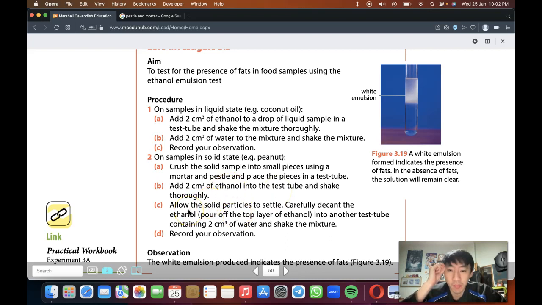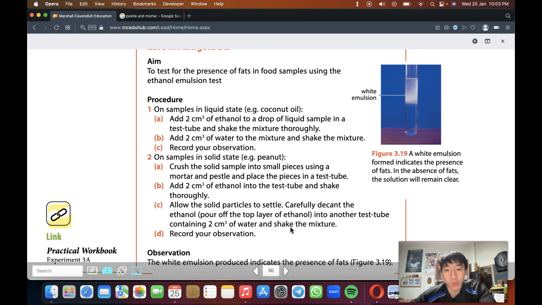We will then allow the solid particles to settle. That means the peanut particles, because they are heavy, will sink down to the bottom. Then we will carefully decant the ethanol, which means you pour off the top layer of the ethanol into another test tube containing 2 cm cube of water and shake the mixture. Imagine that all of the peanut stuff is at the bottom. You are just pouring the liquid on top into another test tube. You don't want the peanut parts to move, you want the ethanol to move out.